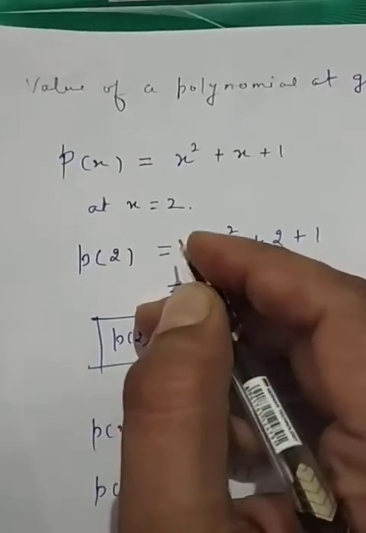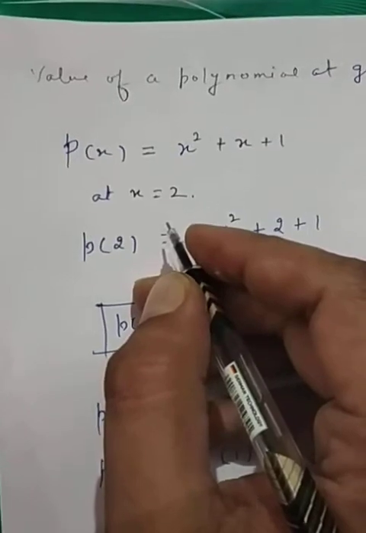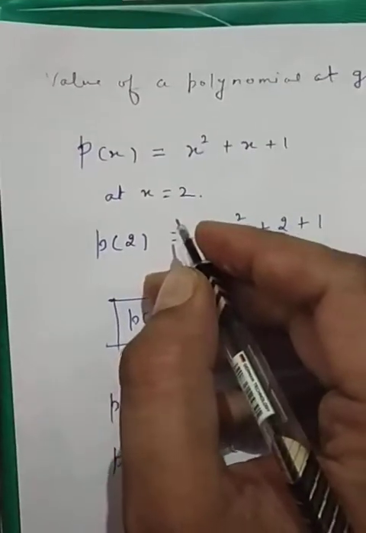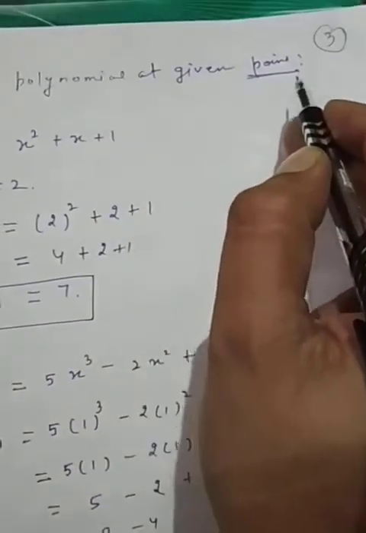Good morning, students. So, yesterday, that means on Saturday, we have completed our exercise 2.1. Now, next topic is value of a polynomial at given point.